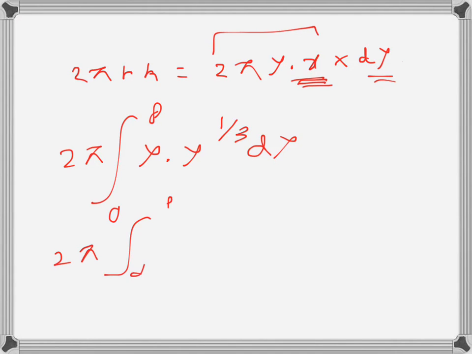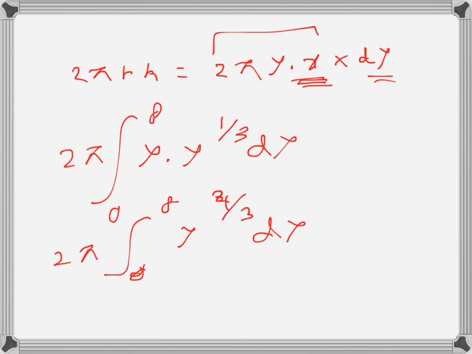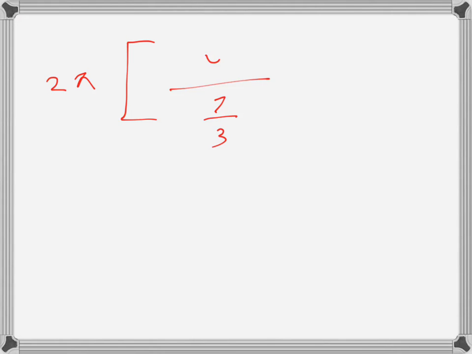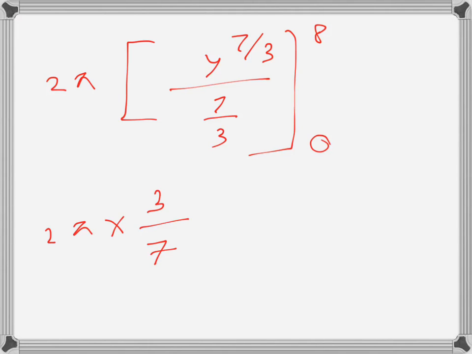So this will be the integral from 0 to 8 of y to the power 4/3 dy. This becomes 2 pi times y to the power 7/3 over 7/3, evaluated from 0 to 8. The upper limit is 8 and the lower limit is 0, so that will be 3/7 times 8 to the power 7/3, and the lower limit gives 0, so we can leave it like that.